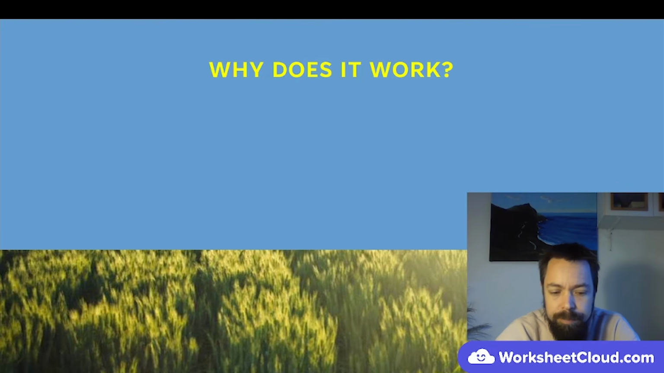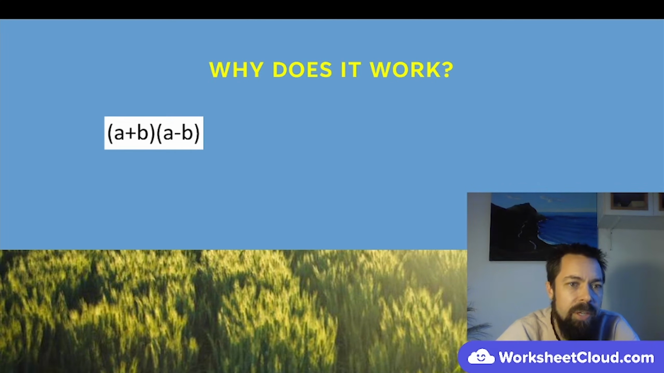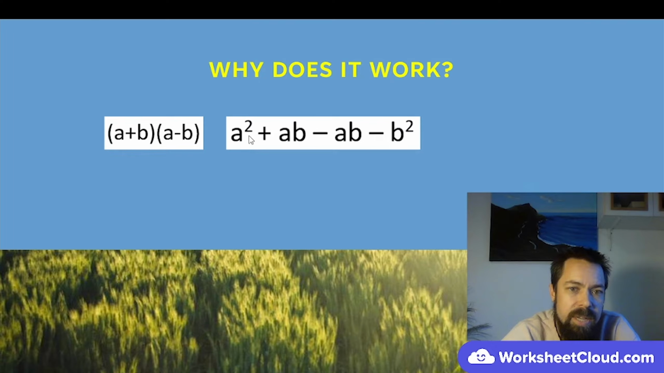Okay, so how does it work? Let's have a look at this, and we're going to multiply this out and basically do the reverse to see why it's true that we can do what I showed you on the previous slide. So if I'm going to do this, I'm going to go a times a is a squared. B times a is ab because we put it in alphabetical order. A times negative b is negative ab. And finally, positive b times negative b is negative b squared.